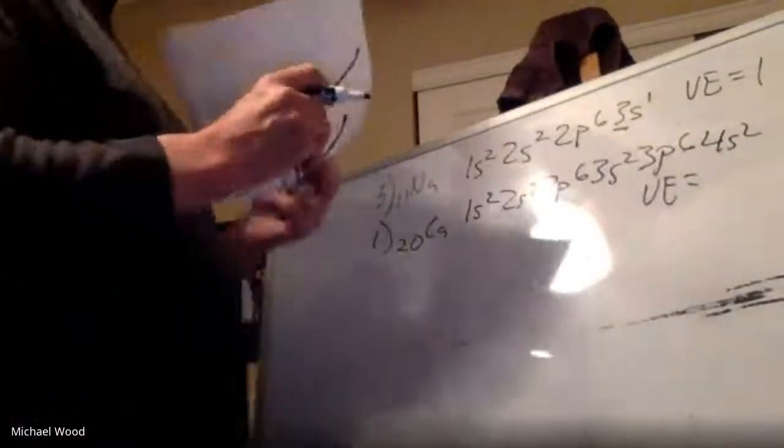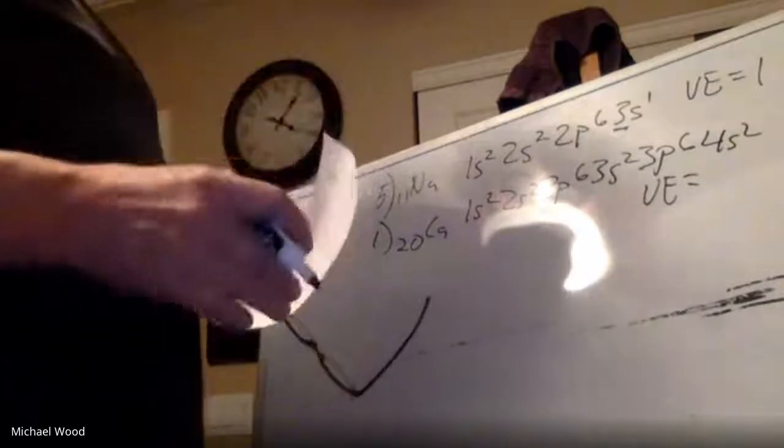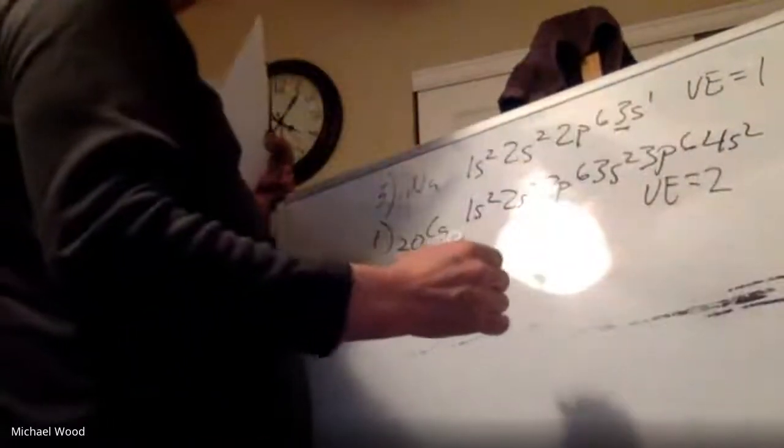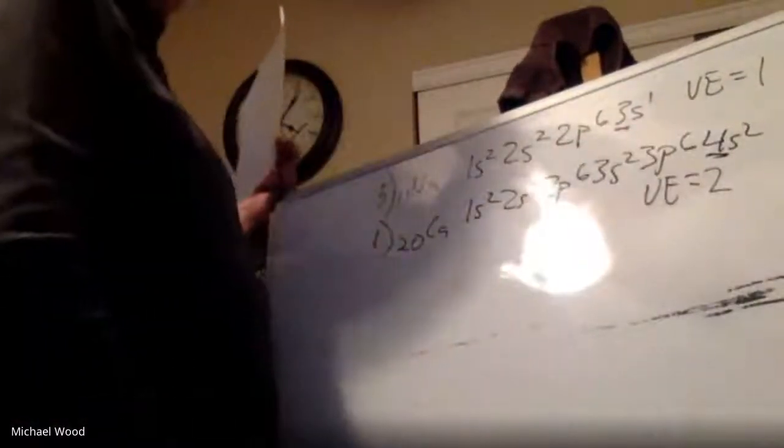For the valence electrons, again, if you locate calcium on the periodic table and go to the top of the column, you'd see a 2. Those are the electrons in the outermost level. The outermost level here is the 4th, and there's 2.